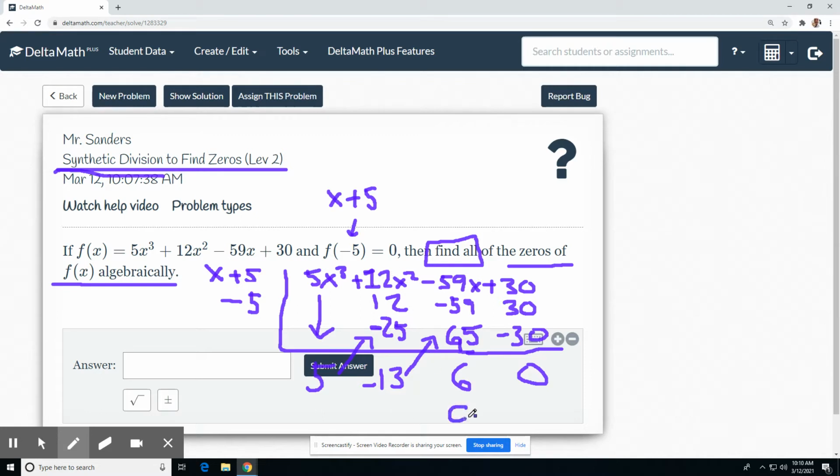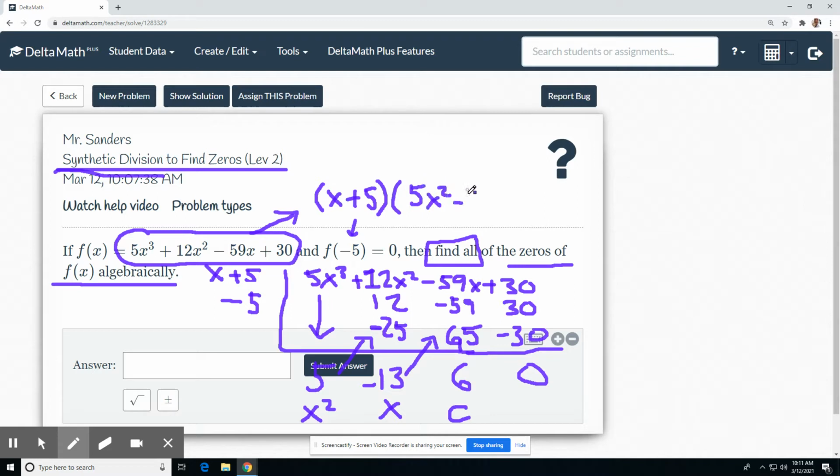Now this is our constant term, this is our x term, and this is our x squared term. So that means this polynomial right here turns into and is equal to x plus 5 times 5x squared minus 13x plus 6.